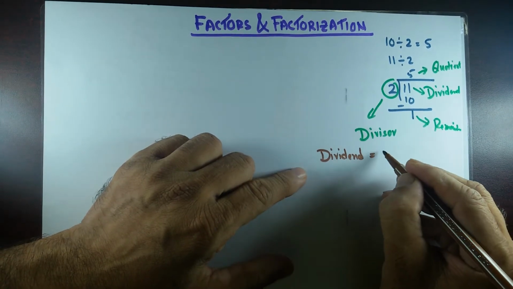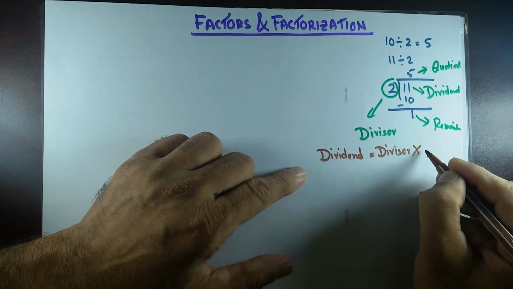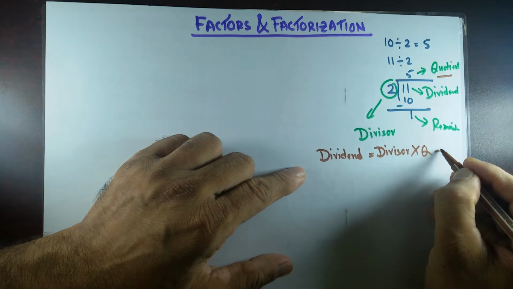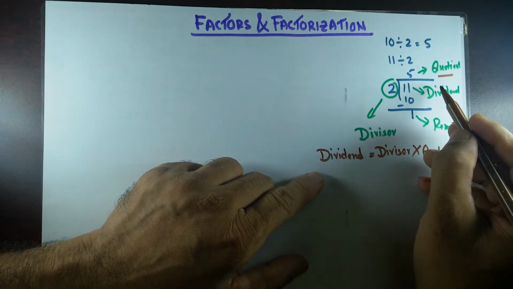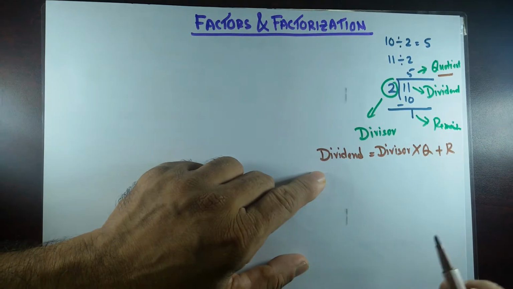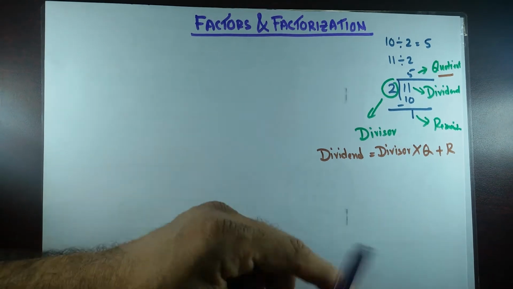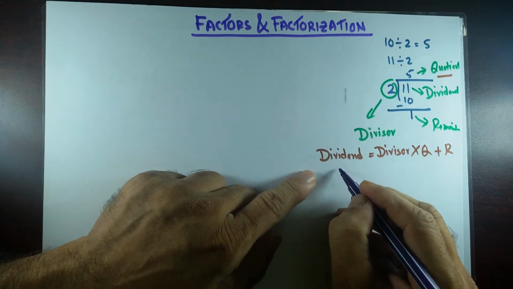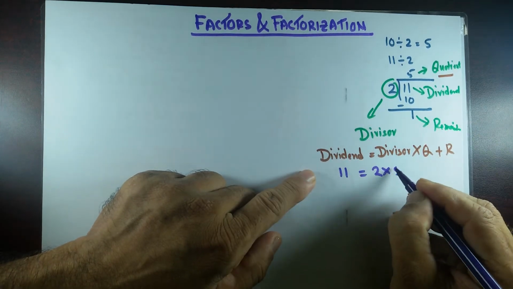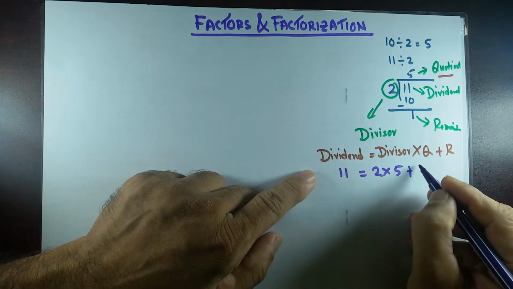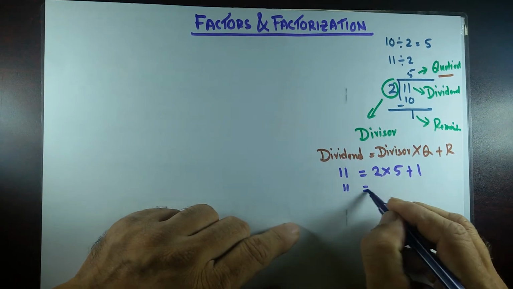equal to divisor times quotient plus remainder. So in this case, 2 is the divisor, the quotient is 5, and the remainder is 1. Let's prove that. The dividend is 11. The divisor was 2, the quotient was 5, the remainder was 1. So 2 times 5 is 10, 10 plus 1 is 11. So 11 equals 11.